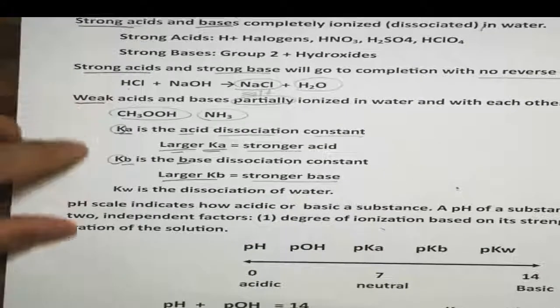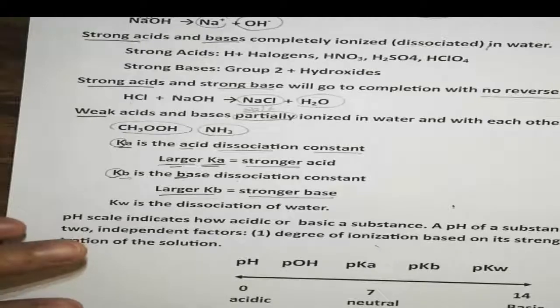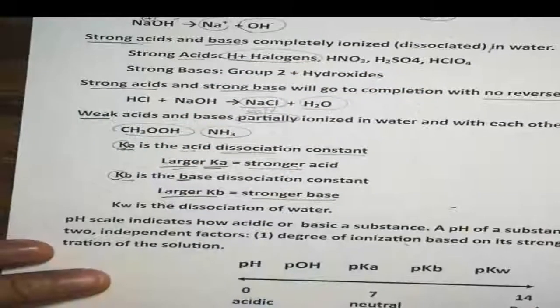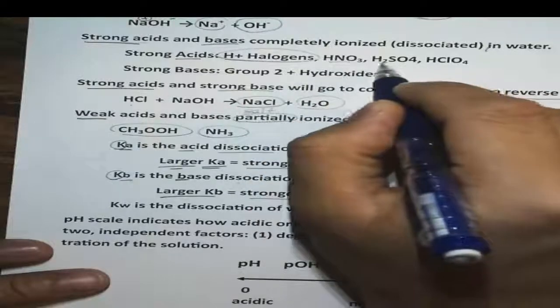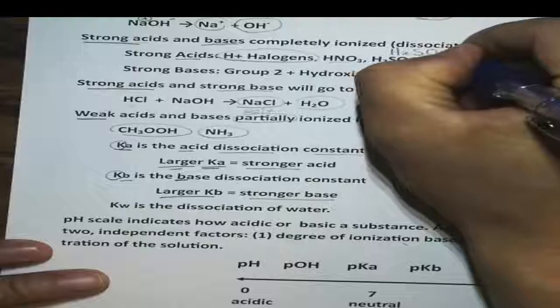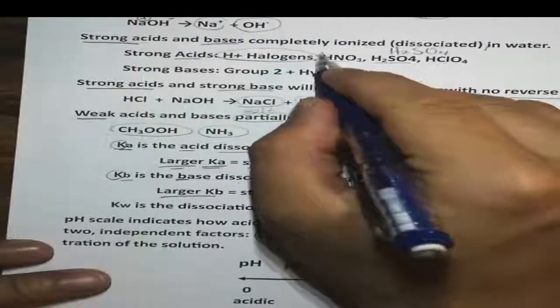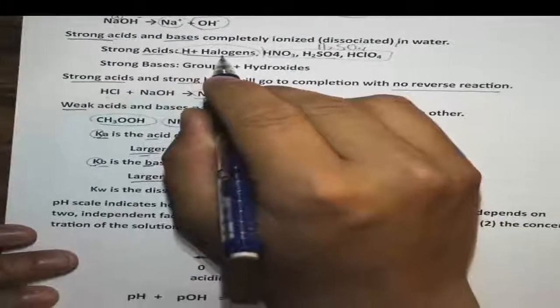And that's how we determine the relative strength of strong acid and base versus weak acid and base. Now let's learn how to memorize the strong acids and bases. For the strong acids, it's basically hydrogen plus the halogens. And the other three major ones are HNO3, which is nitric acid, H2SO4, sulfuric acid, and HClO4. Those are the major three that you have to remember individually. And the rest is just hydrogen plus the halogen.